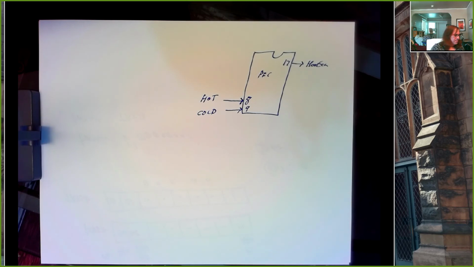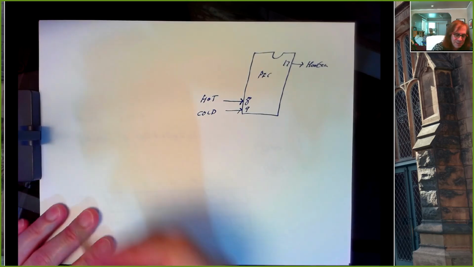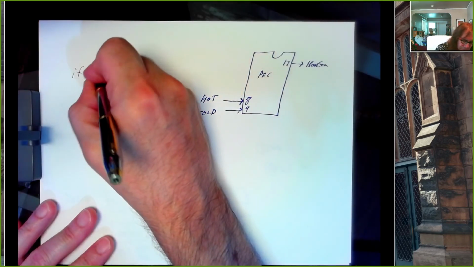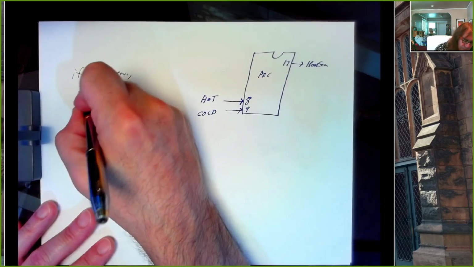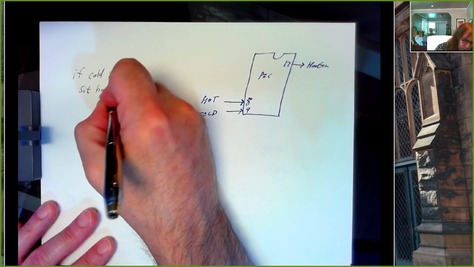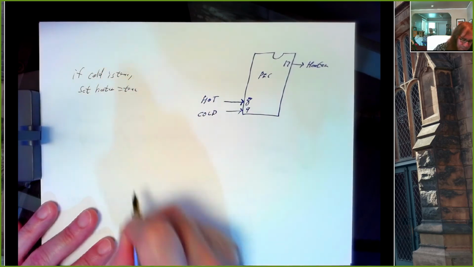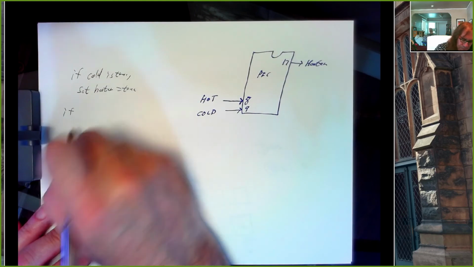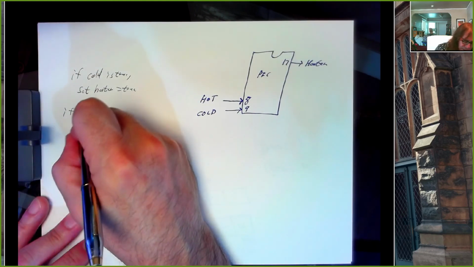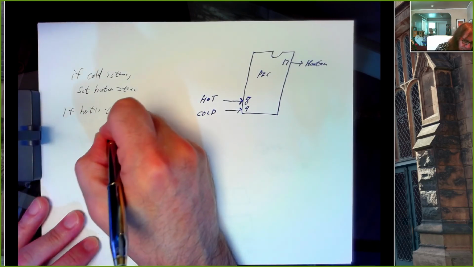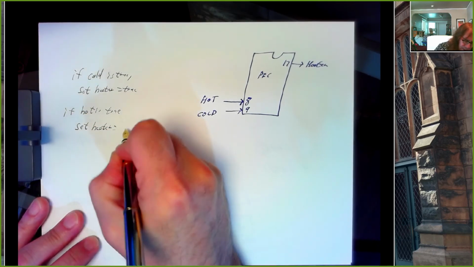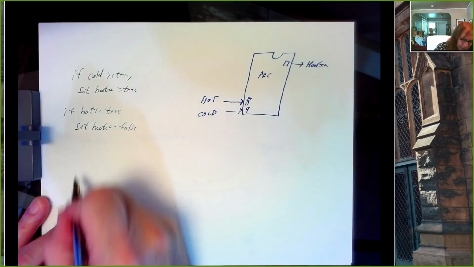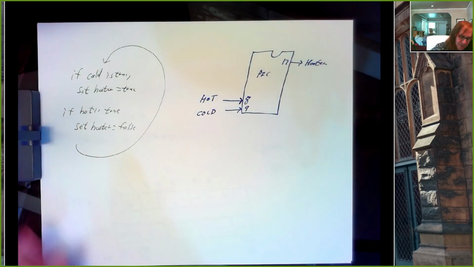If cold is true, heater is true. If hot is true, heater is false. Okay. If cold is true, set heater to true. If hot is true, set the heater equal to false. And then go back and do it again.